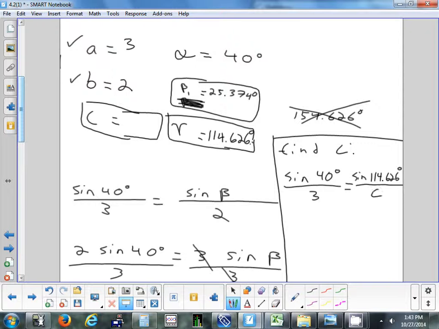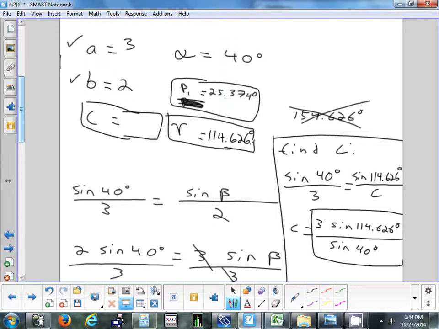Now 114.626 is rounded. Since we went to 3 decimal places, it shouldn't affect the accuracy of our final answer for C too much. It will affect it a little bit, but that's why I'm having you round to 3 decimal places. So C is going to be 3 sine 114.626 divided by sine 40.